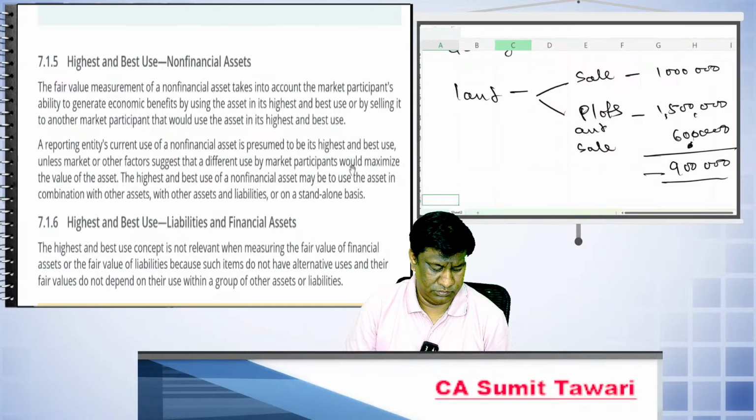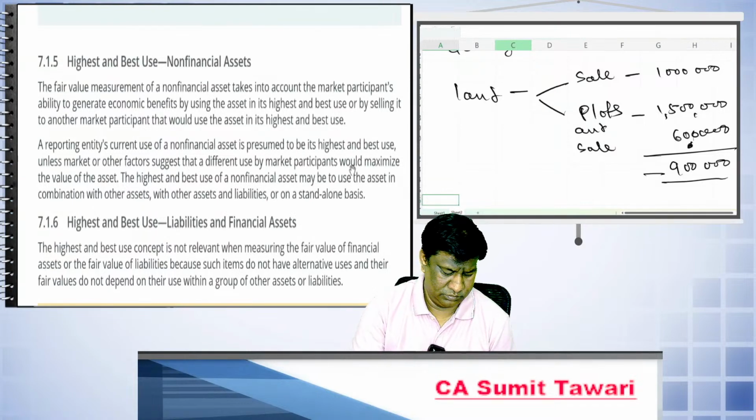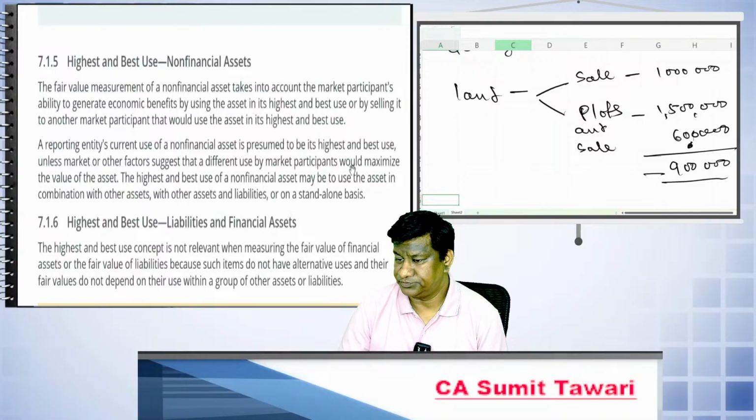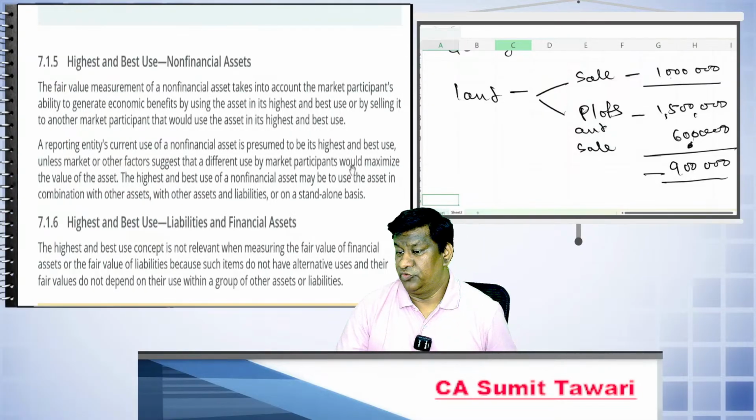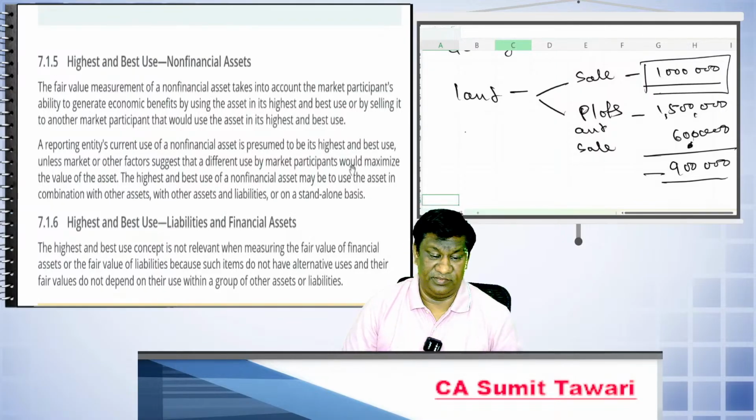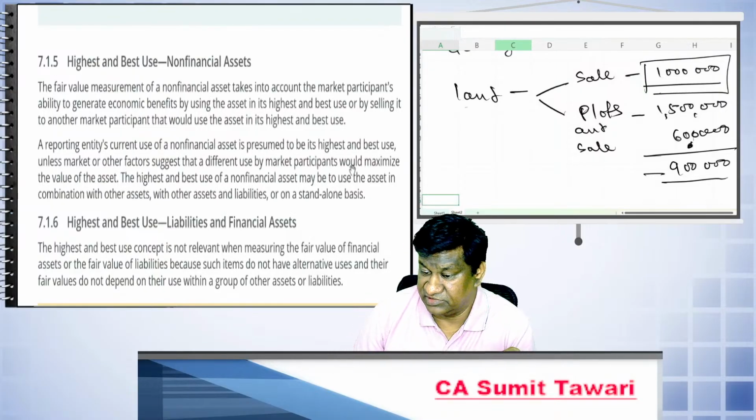If we look for the most advantageous, then that will be directly selling, because we are earning 1 million. Yeah, correct. Okay, so we need to consider this. Why are we saying this is a non-financial asset, land?